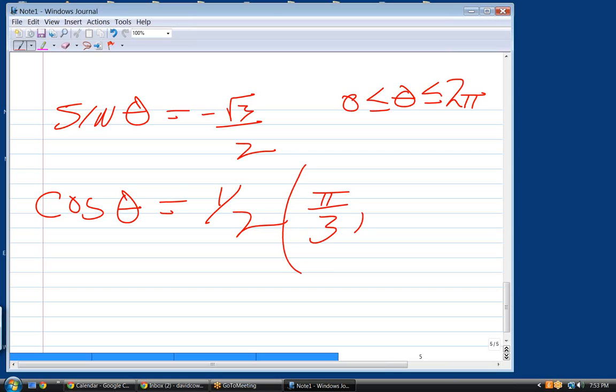Oh, so that would be the fourth quadrant then? So that's 5 pi over 3. So at these two angles, the cosine of these two angles is equal to 1/2. But only one of these angles has the sine of theta equal to minus square root of 3 over 2. Which one is it?